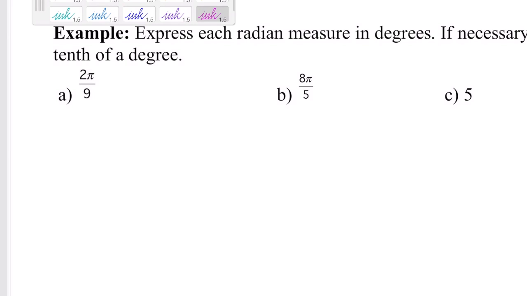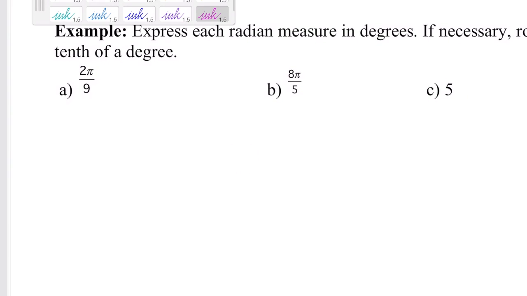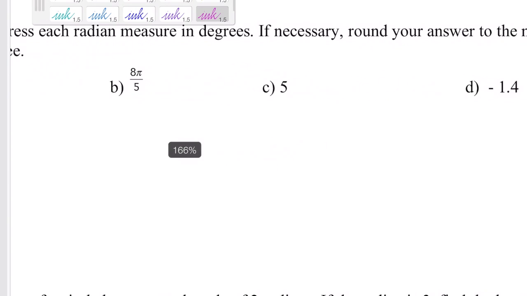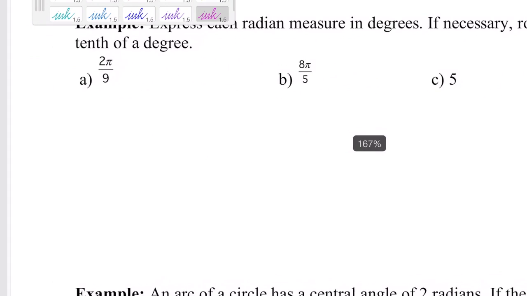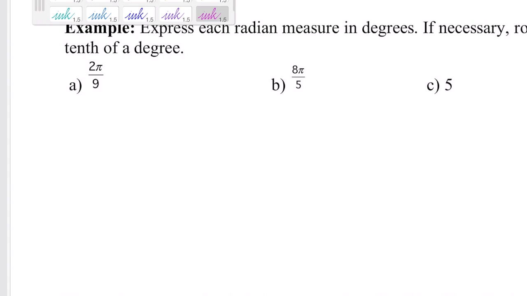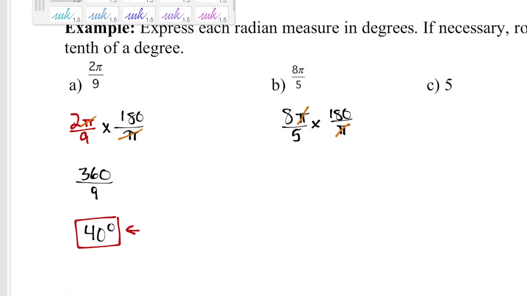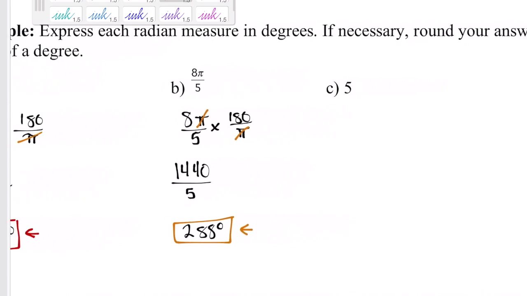And so these first two, we should be able to do because I kind of showed us earlier. And then the second two, they don't have pi, and so that can be a little disorienting. So I'll show you that in a little bit more individualized steps. All right, so for 2 pi over 9, we've got 40 degrees. And 8 pi over 5, we have 288.